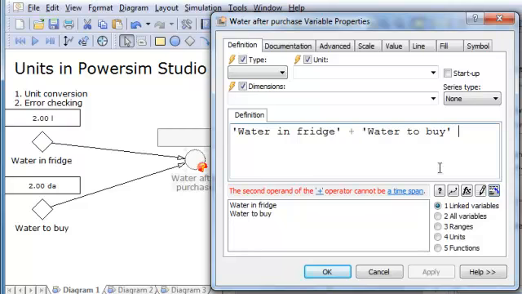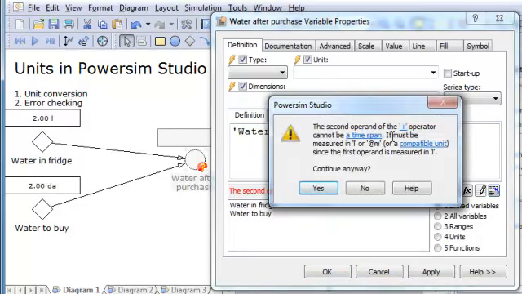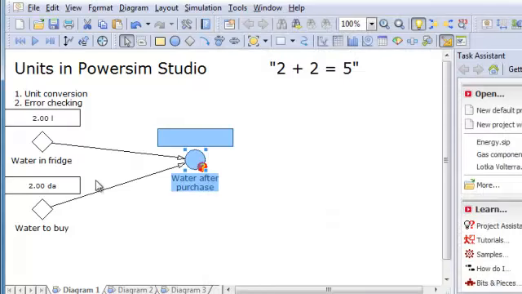As you see here, the error message says it cannot be a time span. It must be measured in liters or a compatible unit of that. Yes, I continue anyway. I may want to change this or may want to change which variable to refer to.